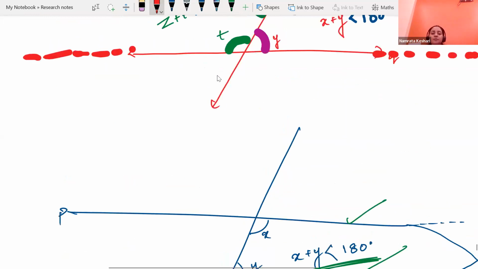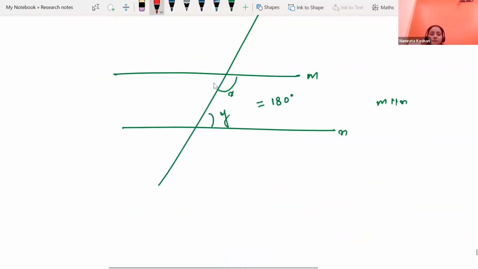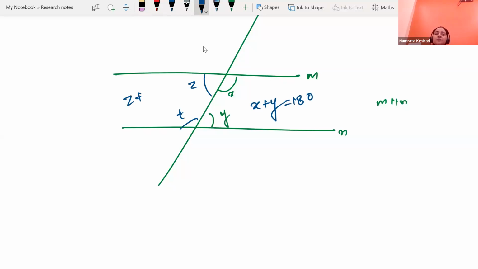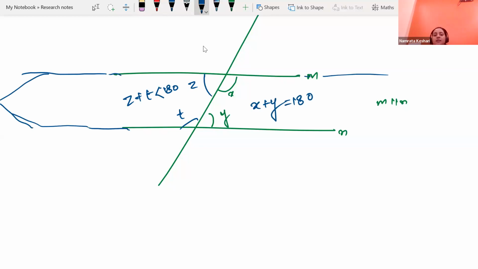Okay, suppose on this side x plus y is equal to 180 and on that side z plus t is smaller than 180. Then on this side, if you produce the lines, they will intersect each other, but not on the other side. Getting it? Yes, ma'am.